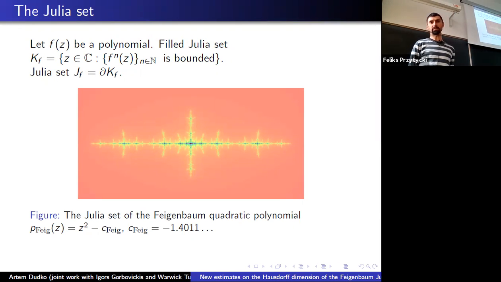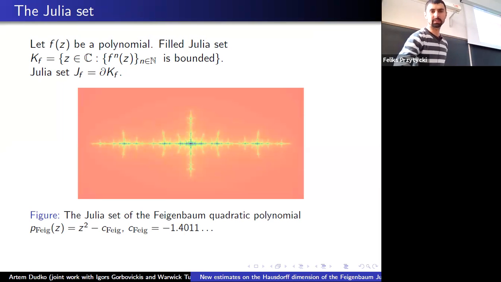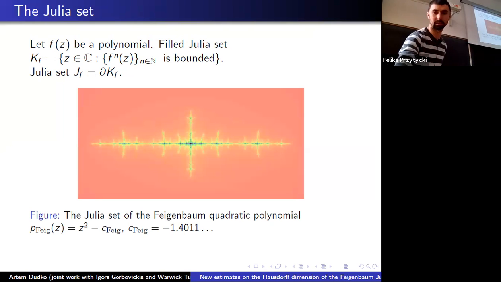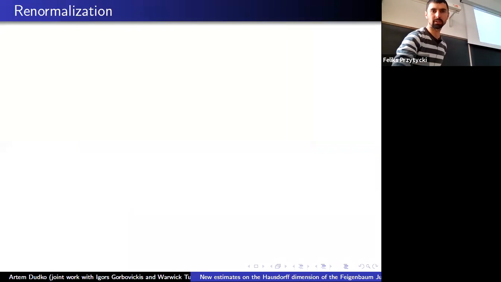And here is the picture of the Julia set about which I will eventually talk today. I will talk about estimates on the Hausdorff dimension of the Julia set of the Feigenbaum quadratic polynomial z squared plus c, where c is the famous Feigenbaum constant, approximately minus 1.4. So this polynomial is remarkable in that it is infinitely renormalizable, the first example of infinitely renormalizable maps in real and complex dynamics. So let me briefly recall what renormalization is.